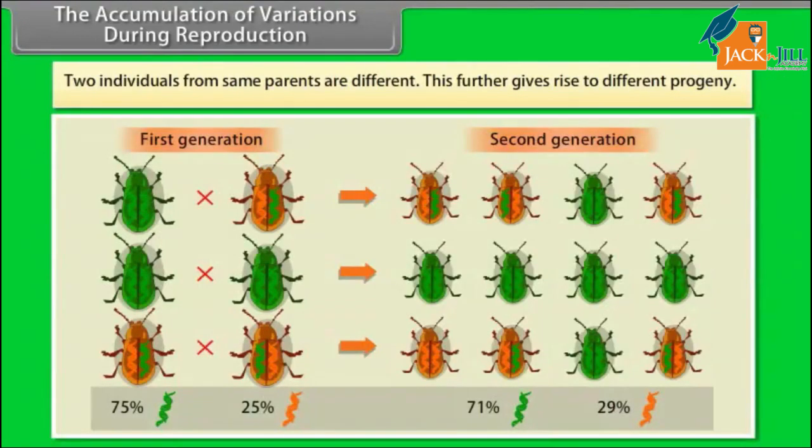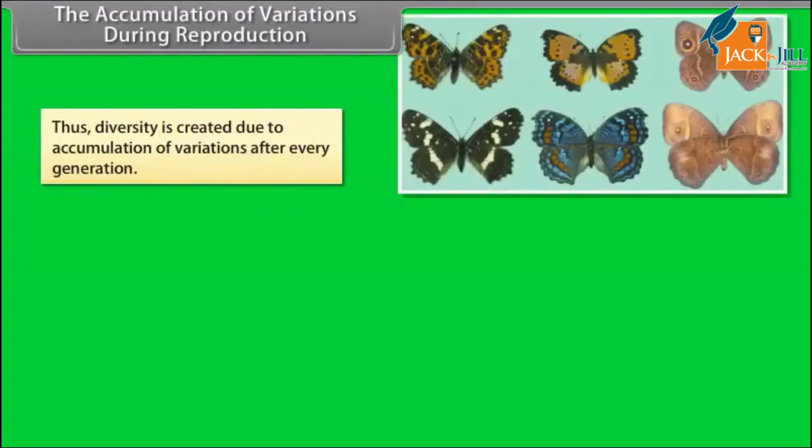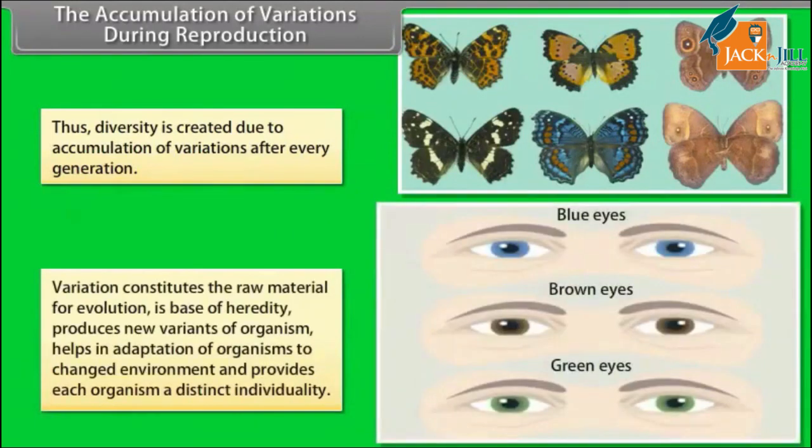Two individuals from same parents are different. This further gives rise to different progeny. Thus, diversity is created due to accumulation of variations after every generation. Variation constitutes the raw material for evolution, is the base of heredity, produces new variants of organism, helps in adaptation of organisms to changed environment, and provides each organism a distinct individuality.